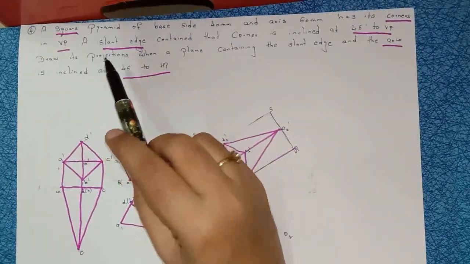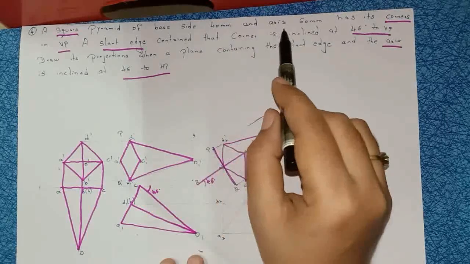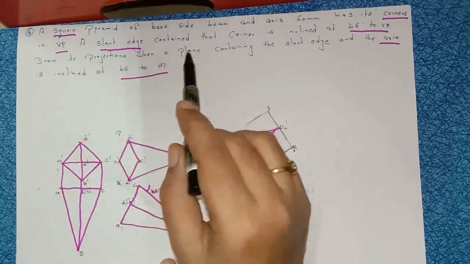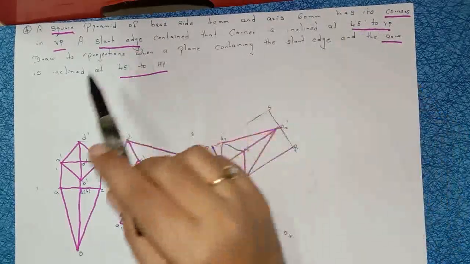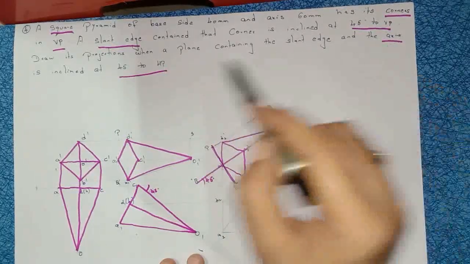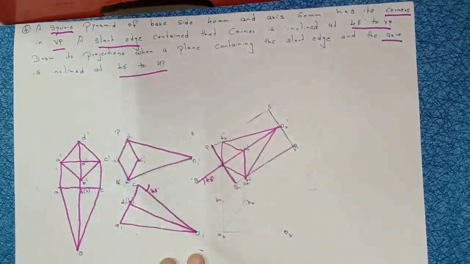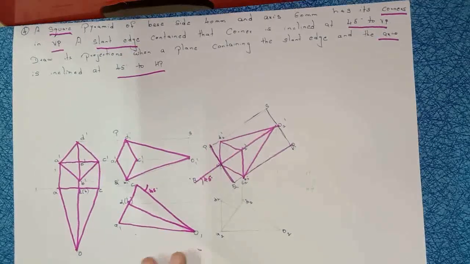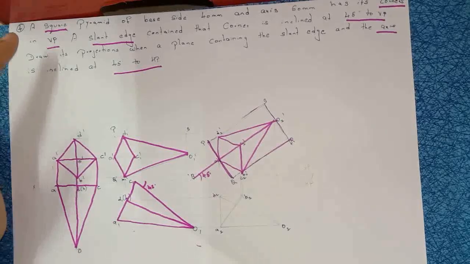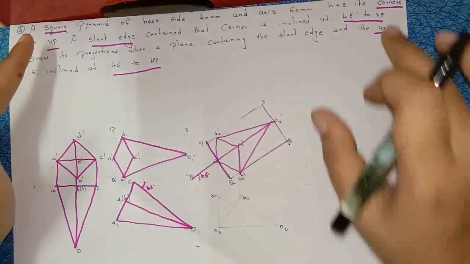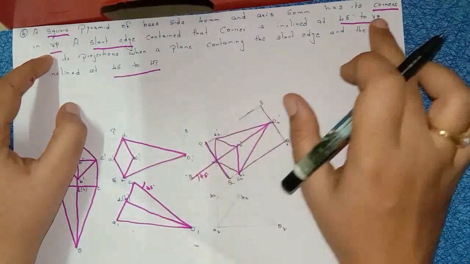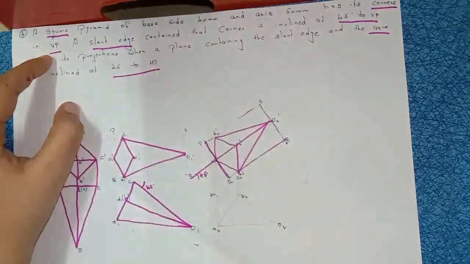The question is, a square pyramid of base side 40 mm and axis is 60 mm has its corner in VP. A slant edge containing that corner is inclined at 45 degrees to VP. Draw its projections when a plane containing the slant edge and the axis is inclined at 45 degrees to VP. So for every problem you have to remember 4 points. Name of the polygon is square. Condition is corners. We have to start the problem in VP. Angles are 45 degrees to VP, 45 degrees to AP.